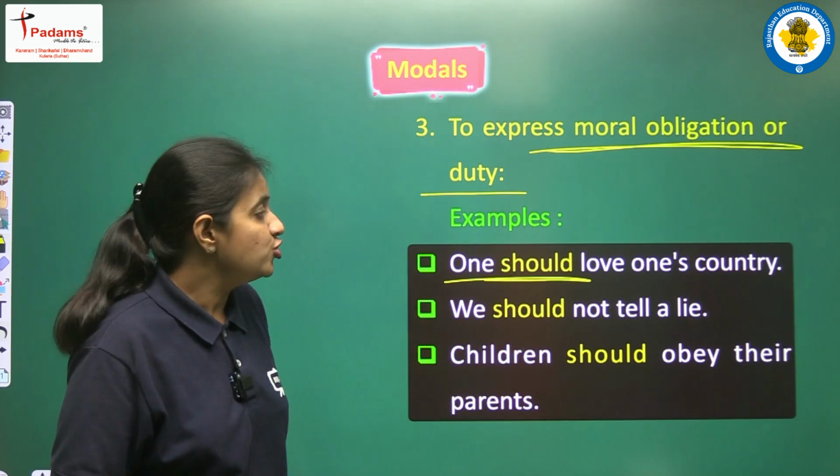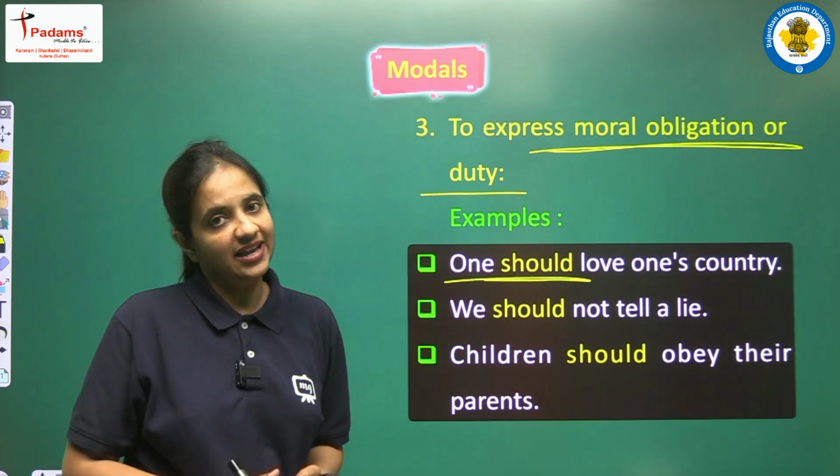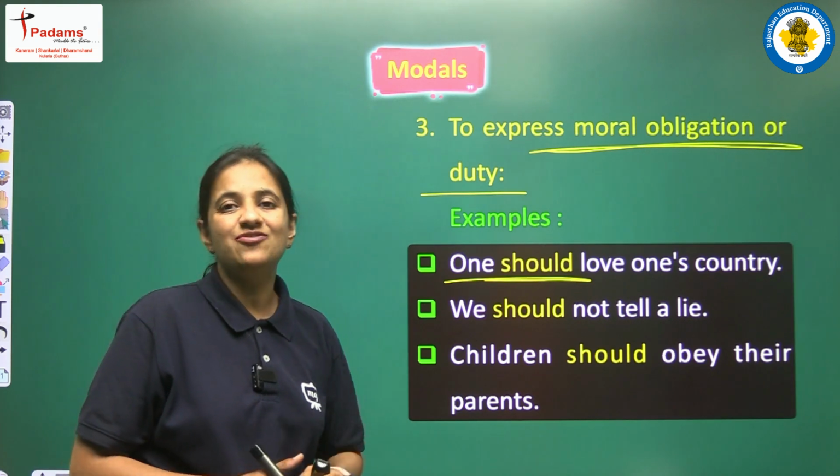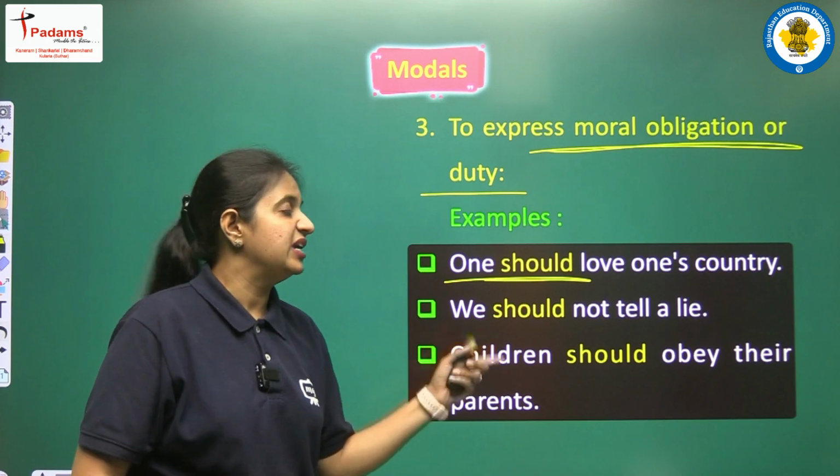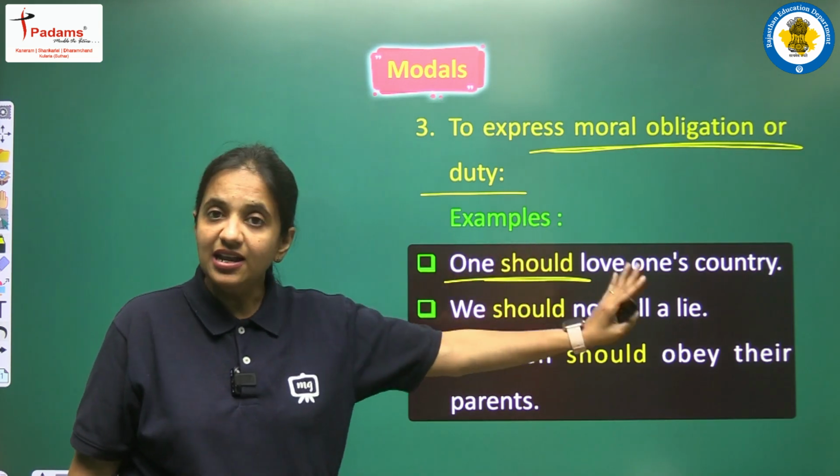Next is: We should not tell a lie. Again it's a moral obligation, one of the moral virtues, that we should always speak the truth, or we can say we should never tell a lie.